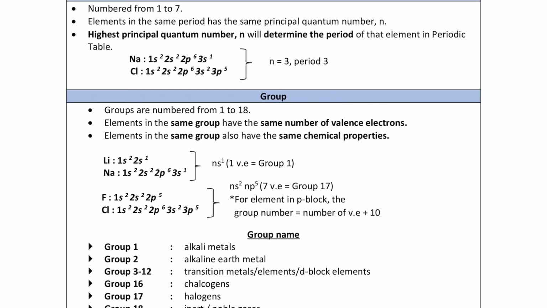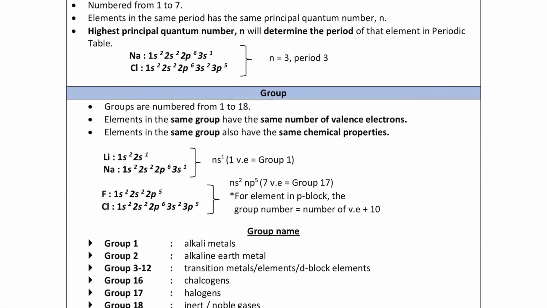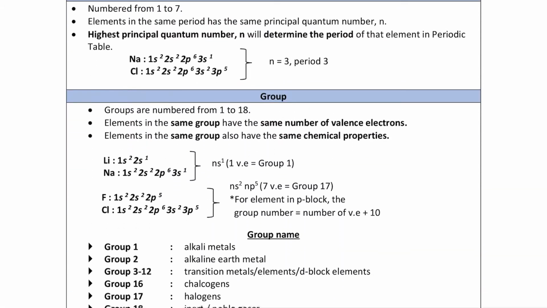Let us look further. Elements in the same group also have the same chemical properties. Elements in the same group, like beryllium and magnesium that I showed earlier, have the same chemical properties because they are in the same group and have the same valence electrons. Let us look at this example here.